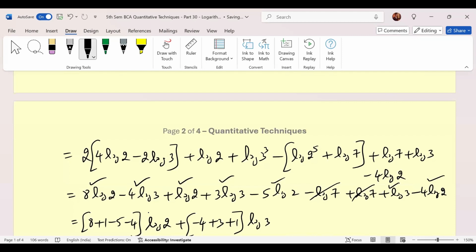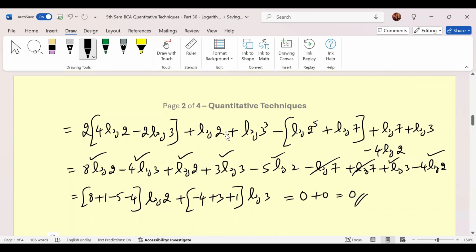I think we have considered everything. So this is equal to, you may notice here, it is 9 minus 9, 0. 0 into log 2 is 0. Here it is plus 4 minus 4, 0. So plus 0 times log 3 is 0. So the final result is 0. That will be the solution for this particular question.